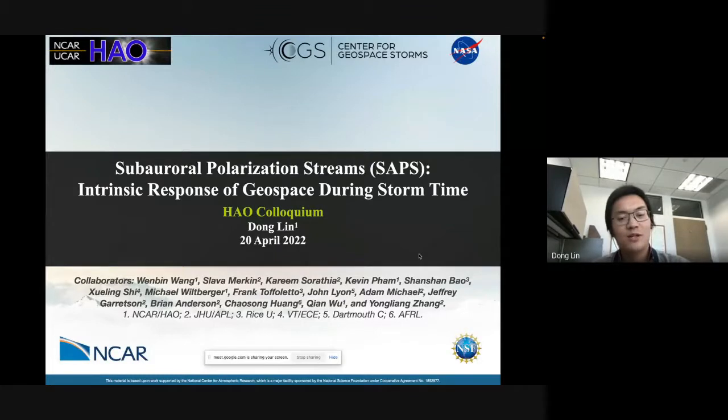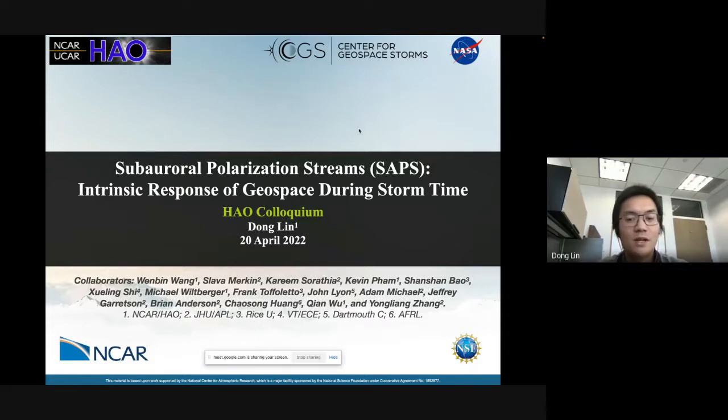So yeah, in the past 2 years, the pandemic has changed a lot of things, and here we have colleagues come and go, and one of the most exciting progress from our team is probably this NASA DRIVE Center for Geospace Storms. It was recently selected to enter phase 2.